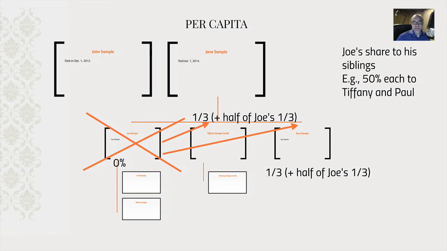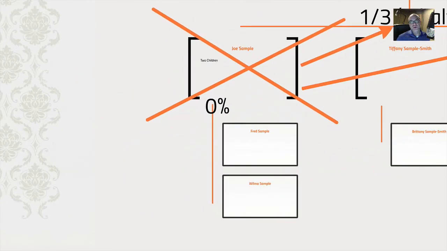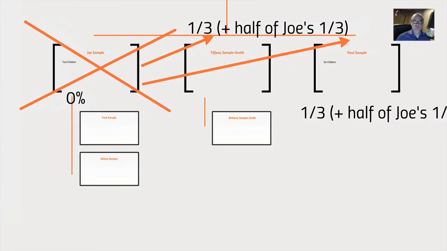Now, the first concept to learn is per capita. So in our example, Joe, I put the big X through Joe. That means he's predeceased. So when Jane passes away, what happens to Joe's inheritance? Well, per capita means by the head, and it means that Joe's inheritance shall pass to his siblings, not his children.